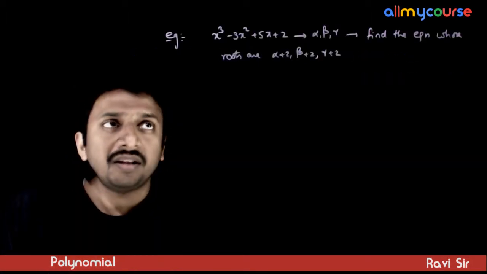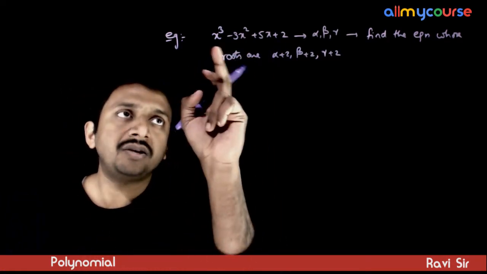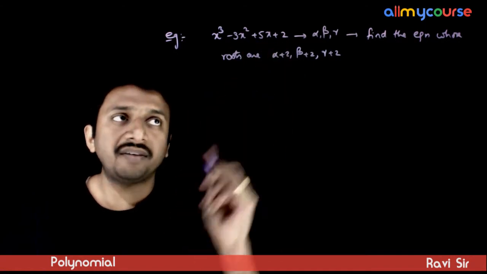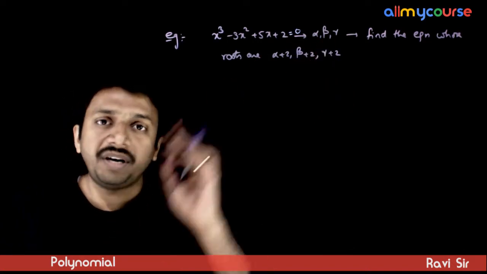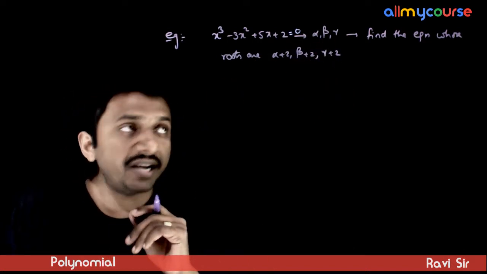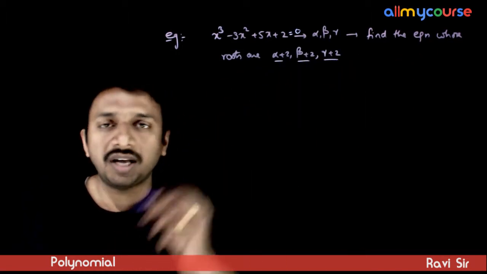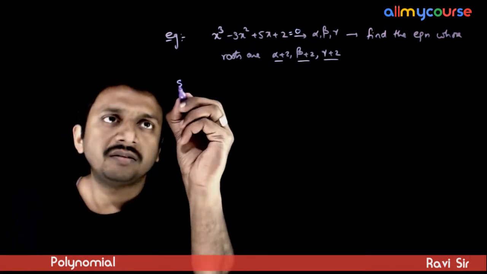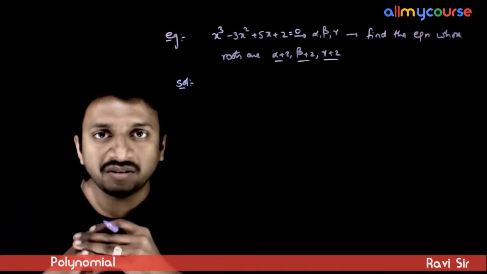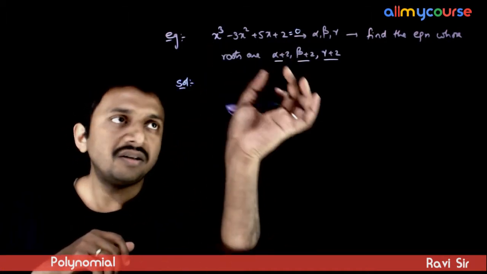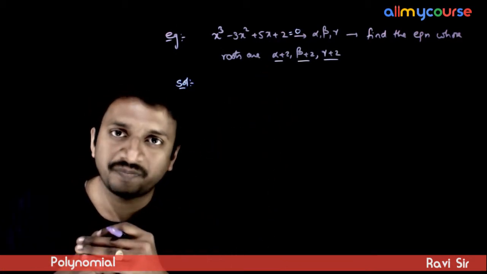As the first example, let us take the same question that we have already solved in the previous section. x cube minus 3x square plus 5x plus 2 is equal to 0 is the equation whose roots are alpha, beta, gamma. You are asked to find the equation whose roots are alpha plus 2, beta plus 2 and gamma plus 2. If you want the coefficients of the required equation, you just need to divide this equation by x plus 2 successively and find the remainders in each case.